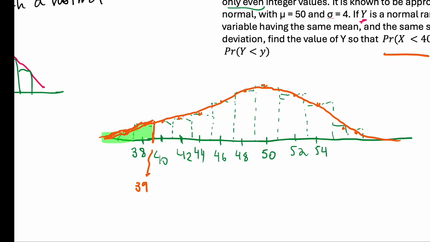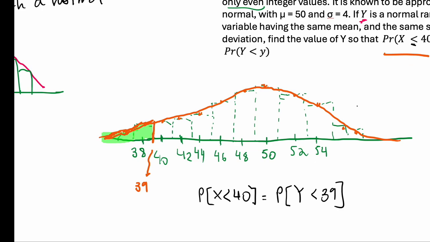Okay? So at the end of the day, the probability of your X being less than 40 is equal to the probability of your Y in the continuous world being less or equal. It doesn't matter, right? You can put less than or equal or just less, because in the continuous world this doesn't matter. Less than 39. Okay?